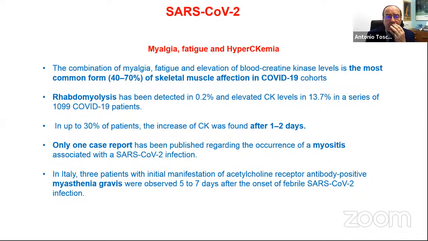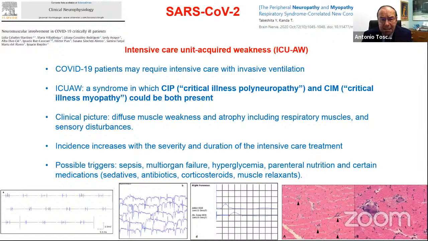Also, some Miller-Fisher syndrome cases have been described, and talking about the specific myopathic side, it's quite common that you can get, especially in the first 1 or 2 days, an increase of CK. Over 30% of patients show this, but in a limited number, you can also have an important elevation, like a rhabdomyolysis. And there is just one case described with myositis associated with the SARS-CoV-2 infection. And in Italy recently, there was the occurrence of some cases of myasthenia gravis started after the onset of SARS-CoV-2 infection.